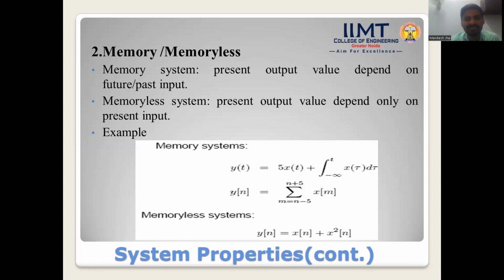Second one, the memoryless system. When we are discussing the memoryless system, we take y of n equals x of n plus x square of n. So when we take n equals 5, it will be x of 5 plus x square of 5. If we take n equals 6, x of 6 plus x square of 6. So it depends only on the present value. So this is known as the memoryless system.